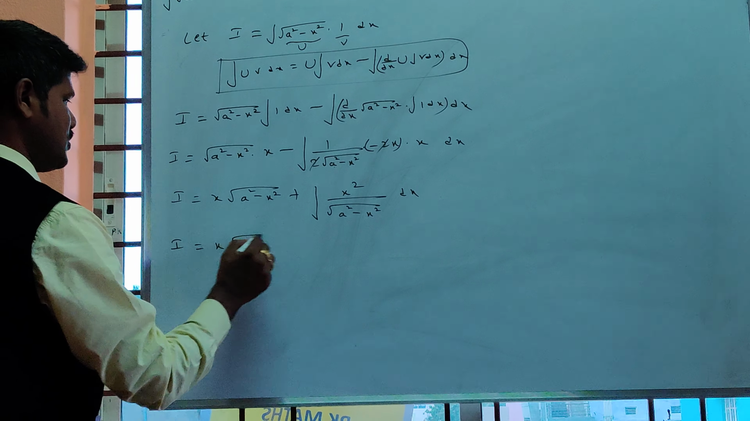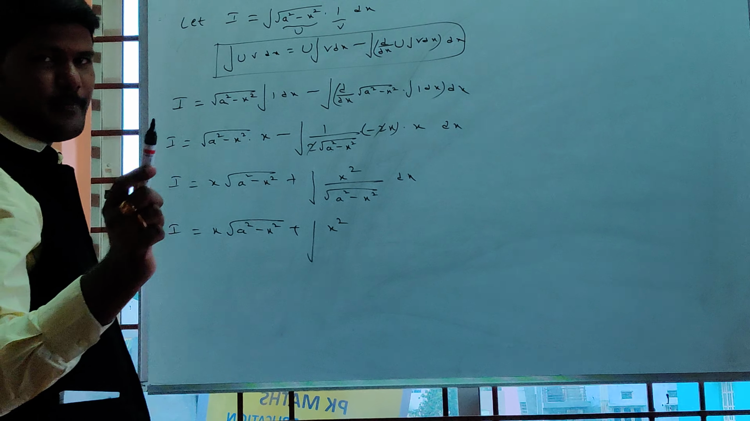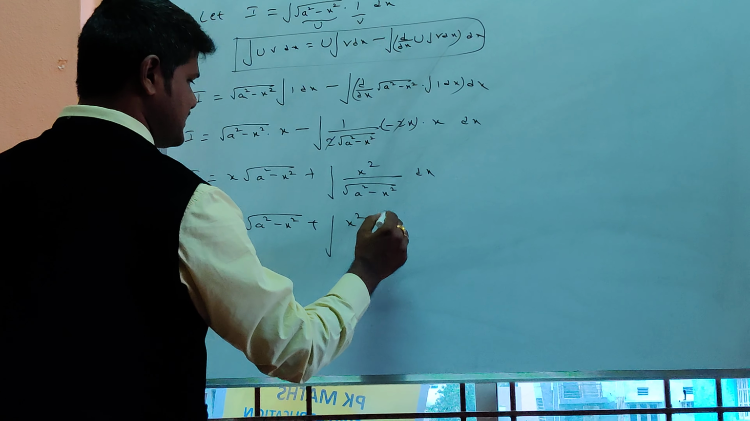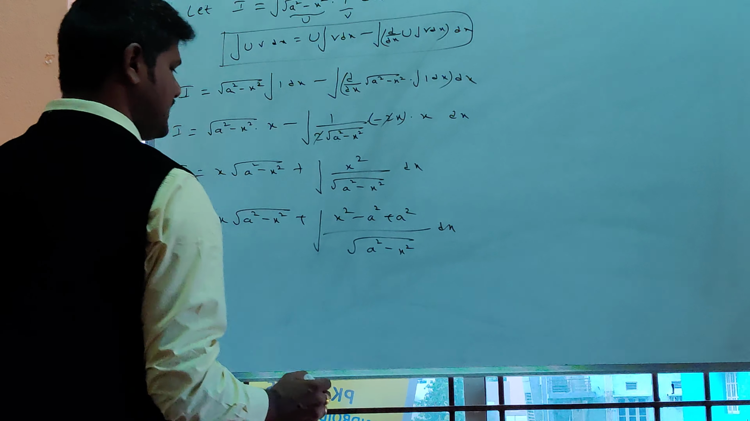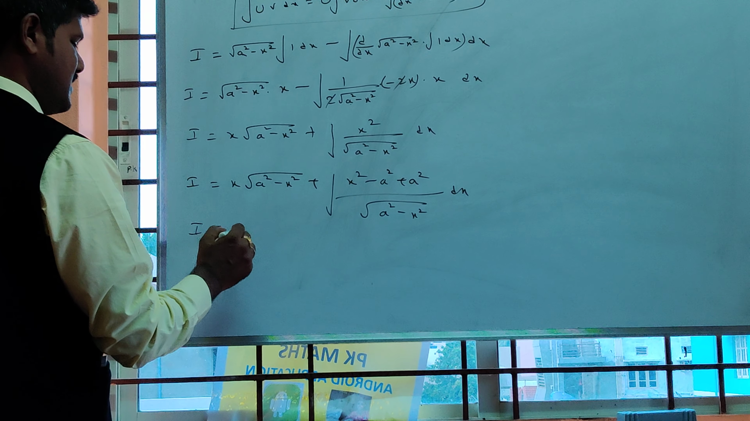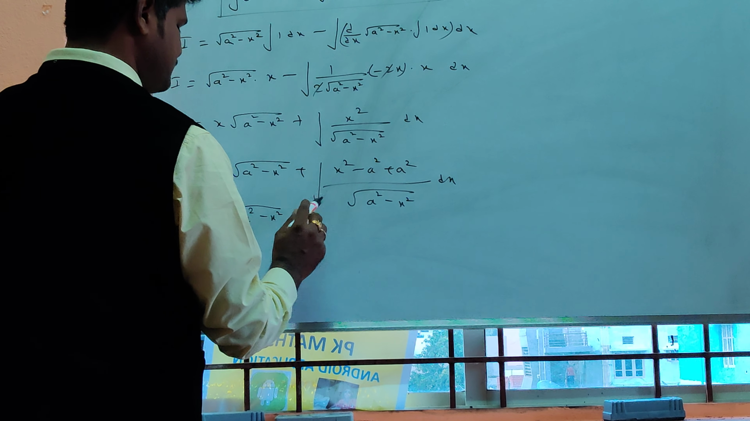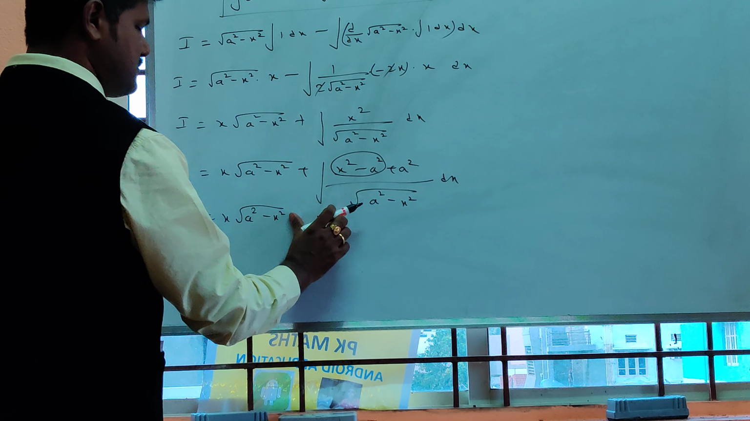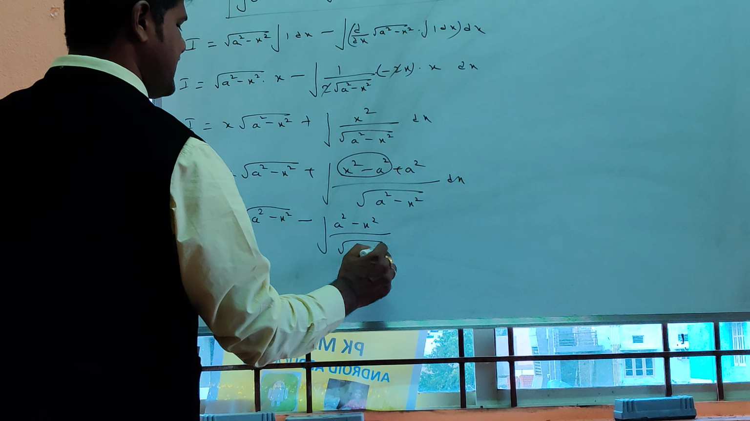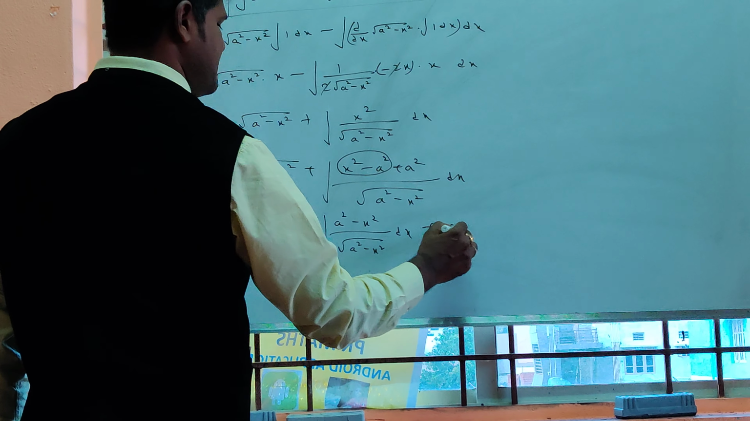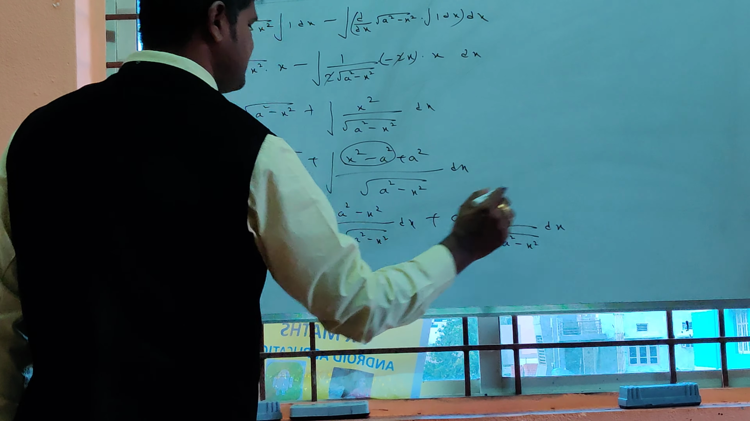I is equal to x root of a square minus x square plus integral, in the numerator add and subtract a square: minus a square plus a square by root of a square minus x square dx. Now separate the terms. X root of a square minus x square plus integral, if we take minus common from these two terms, minus of a square minus x square by root of a square minus x square dx plus a square into integral 1 by root of a square minus x square dx.